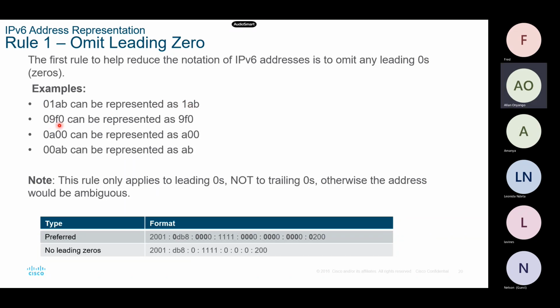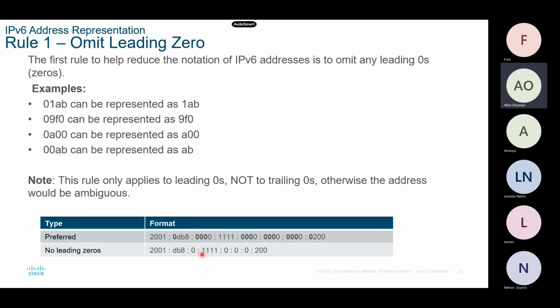If you have 09F0, you don't touch the zero at the end, only the zeros that come at the beginning. Even if there are two, you can omit all of them. So 09F0 will become 9F0. 0A00 will become A00 because we are only checking for zeros at the beginning. 00AB will become AB. Okay. And you can see that even down here, we have 2001 that will stay 2001. We can't touch the zeros because they are in the middle. 0DB8 will become DB8.